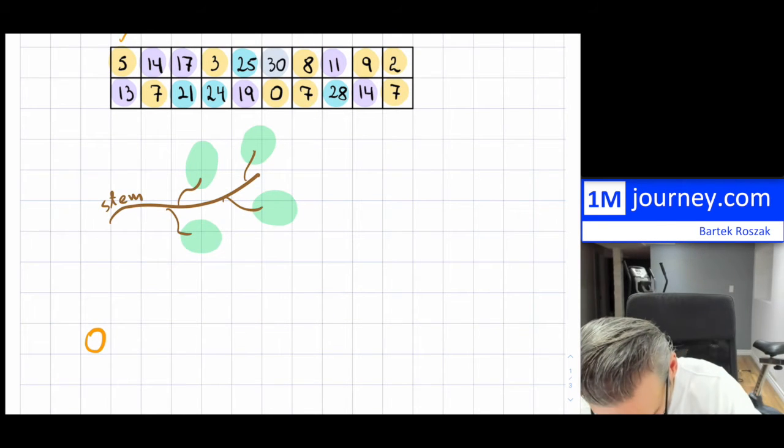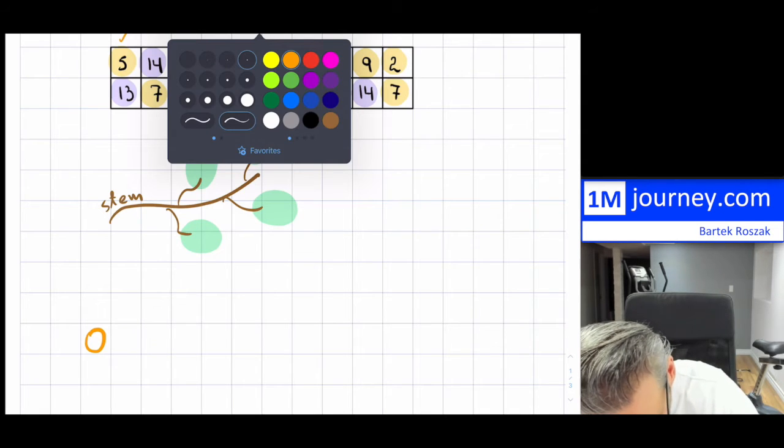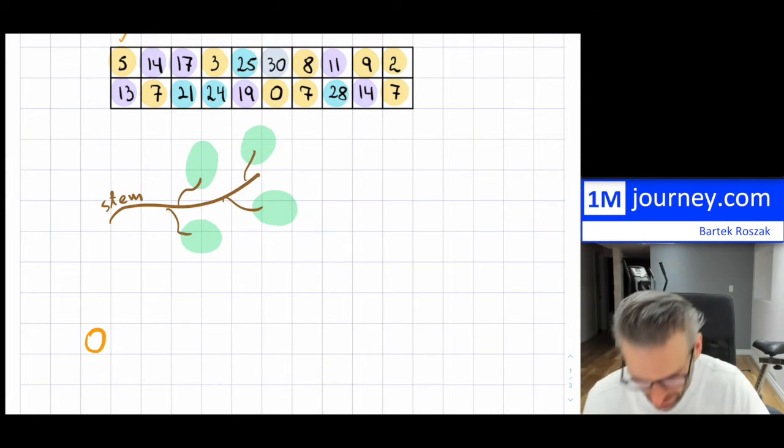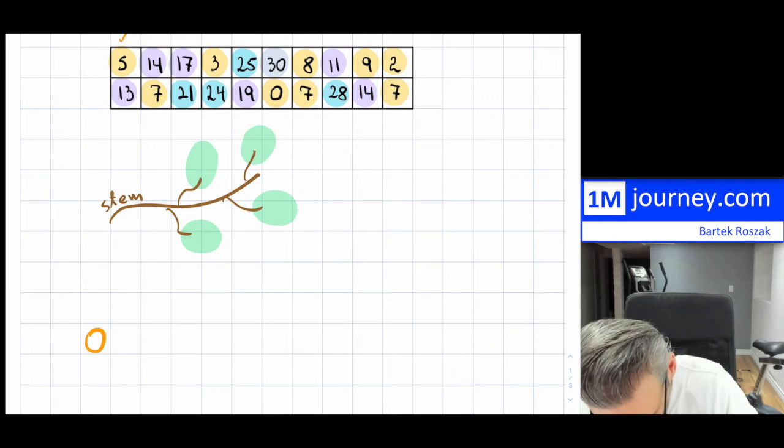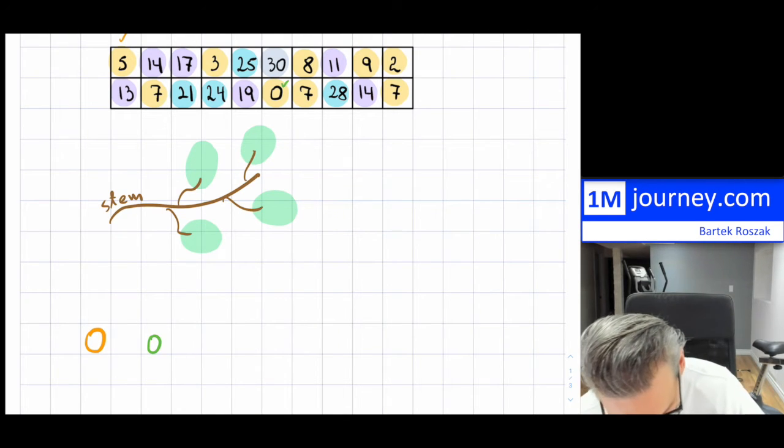And now in this column, what I'm going to do is write out all my leaves that belong to the stem 0. Notice I'm going to arrange them from smallest to largest. So here it's going to be 0, so that's this one. The next one looks like it's 2, so that's this one.